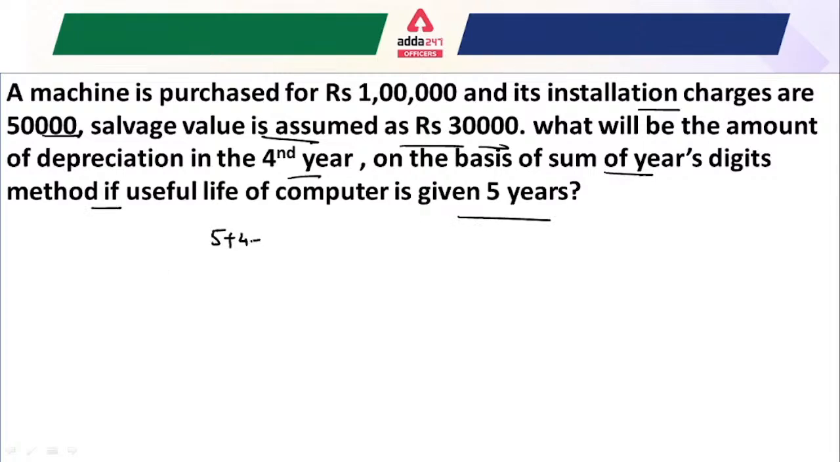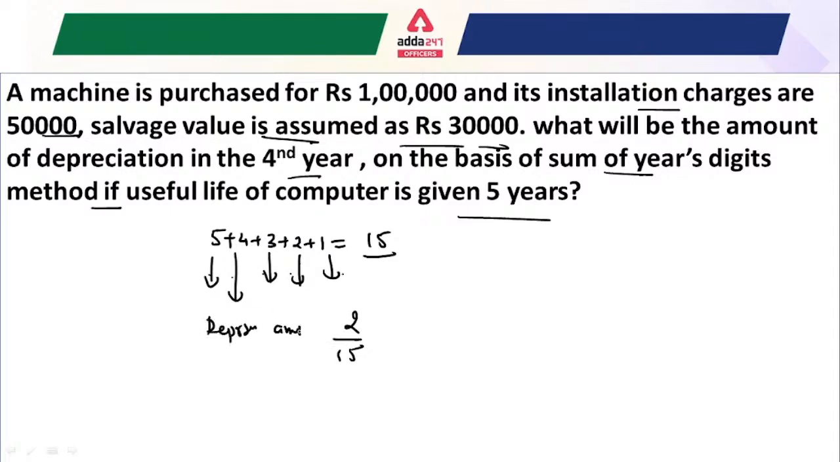Now it is very obvious that 5 plus 4 plus 3 plus 2 plus 1 is equal to 15, right? So as we understand, this is the first year depreciation rate, this is second year, this is third year, this is fourth year, and this is fifth year depreciation rate. We have to calculate for the fourth year, so first, second, third, fourth. For the fourth year, the depreciation amount would be 2 by 15, right?